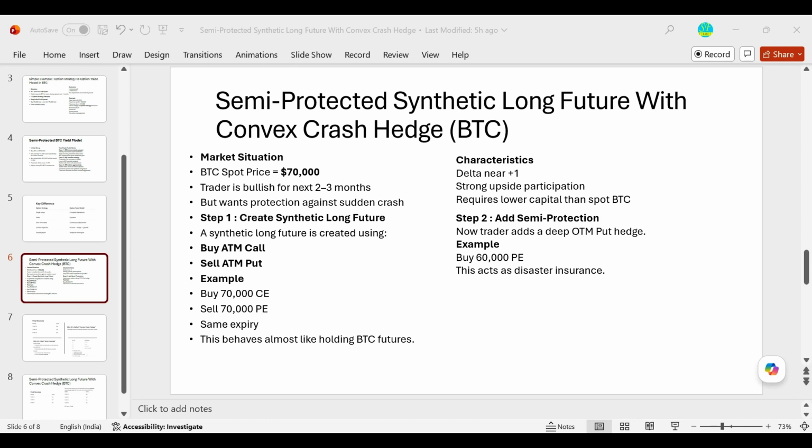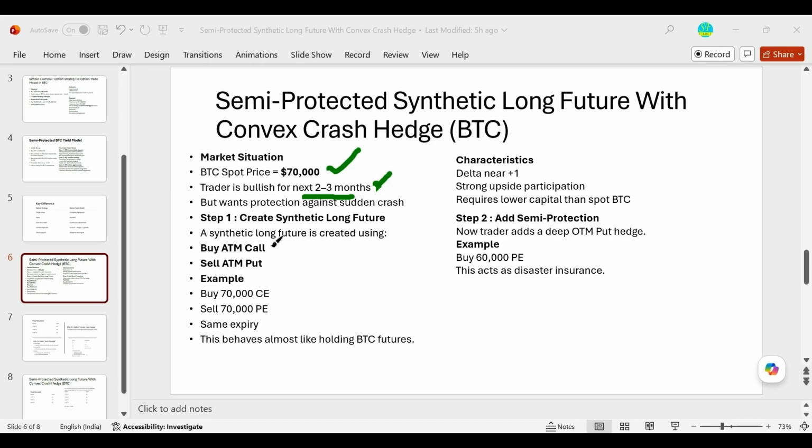However, you have to do a little bit of theta engineering and add a little bit of complexity. Many people do this without knowing that it is a synthetic long future. In a synthetic long future, if BTC spot is at 70,000 and you have a 2 to 3 month perspective, not 1 or 2 days, this is how you initiate it.